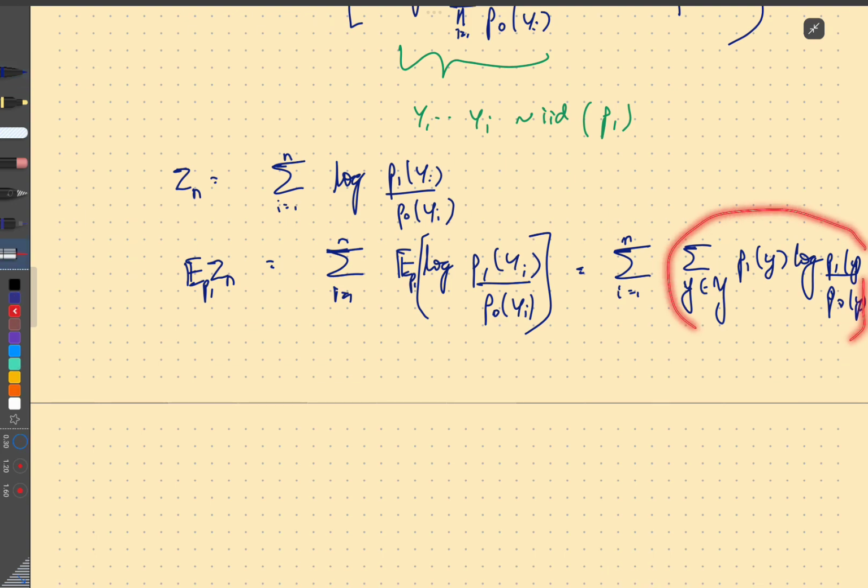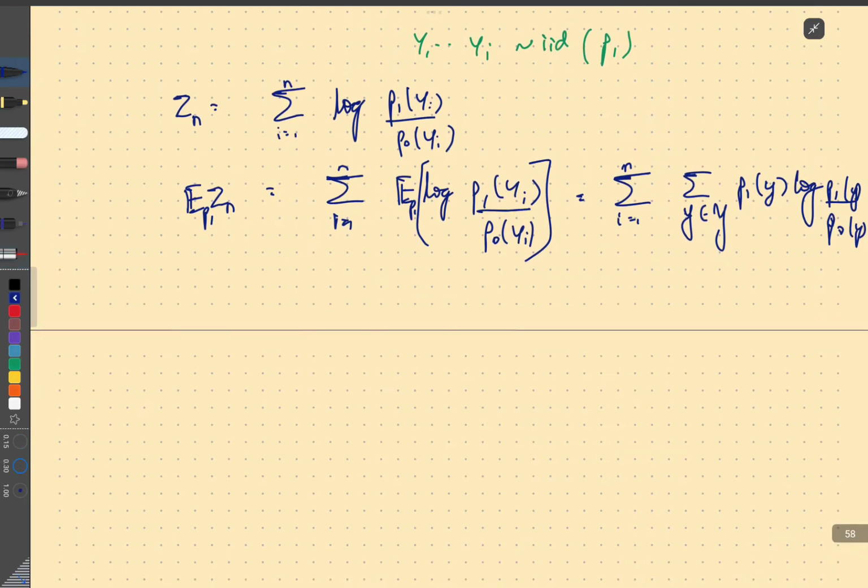Have any of you seen this particular quantity before? That's the KL divergence between P1 and P0. If you've not seen this before, it doesn't matter. It's some particular value that characterizes the closeness between the two distributions, P1 and P0. So this is nothing but n times the KL divergence between P1 and P0.